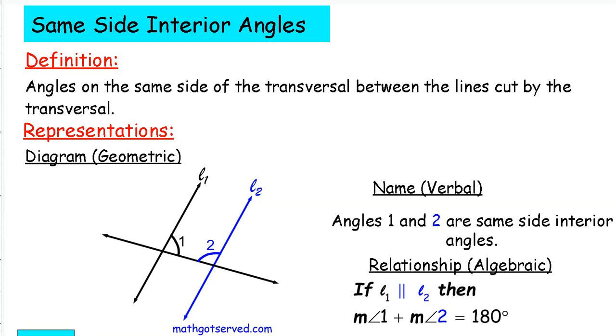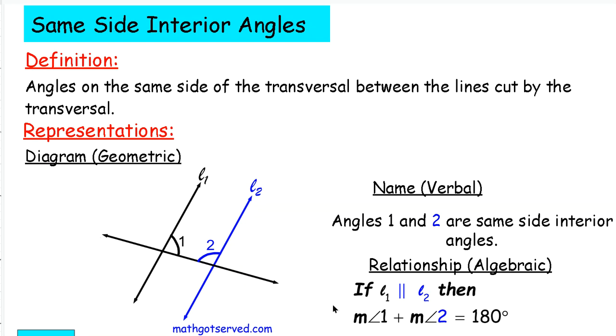Okay, what are same side interior angles? Well, angles on the same side of the transversal between lines cut by the transversal are same side interior angles. Let's take a look at the geometric representation given here in this diagram. Now, if you think about same side interior and alternate interior, same side is basically the opposite of alternate. Okay, alternate means you're on different sides of the transversal. Same side means that you're on the same side of the transversal.